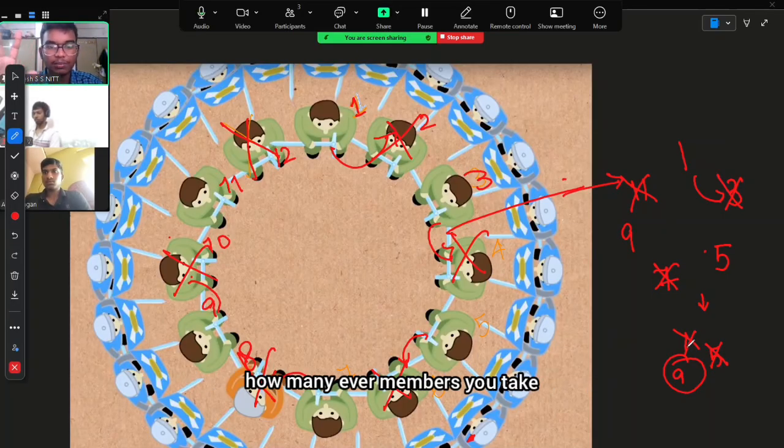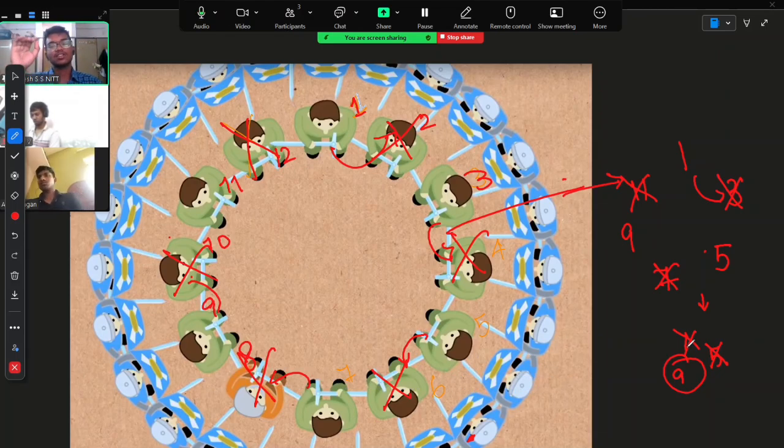However many members you take, let's suppose it's 9, 10, 11, 12, however many numbers. In the original problem it was 41 members. So one will be left, and Josephus wanted to be that one person. Is the audio clear?